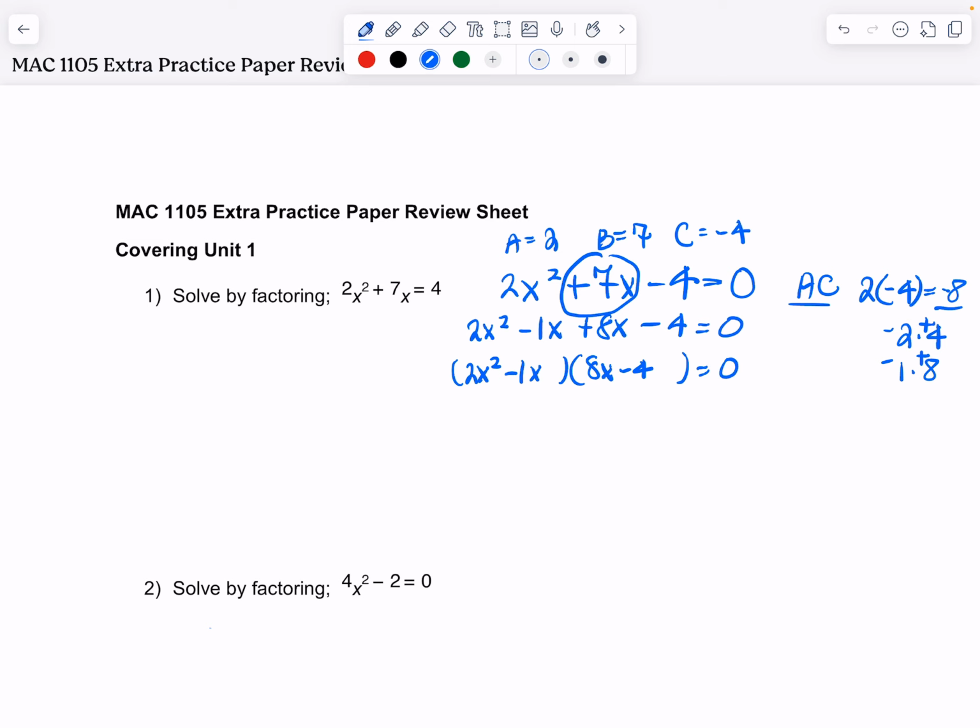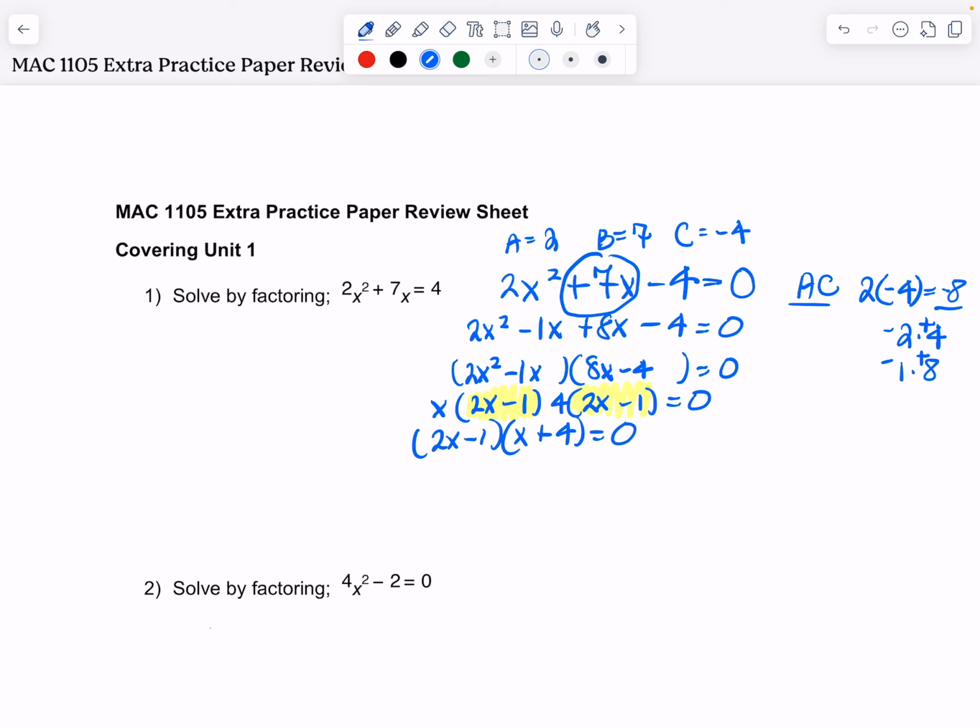So the first binomial, 2x squared minus 1x, I can take an x out. And if I do that, I'm left with 2x minus 1. Now, the second binomial, I can take a 4 out. That's the GCF. And when I do that, I get 8x divided by 4, which is 2x, and -4 divided by 4 is -1. So when you do grouping correctly, you'll get a GCF again, which in this case is 2x minus 1, which I'm going to factor out of both of those. And I'm left with x plus 4. Okay, so this factors into 2x minus 1 times x plus 4.